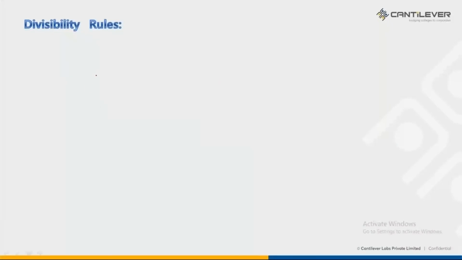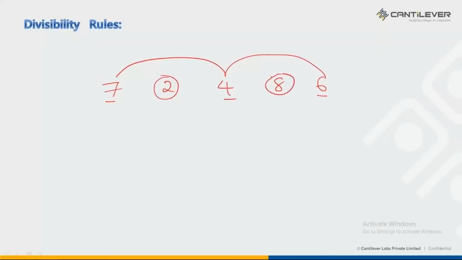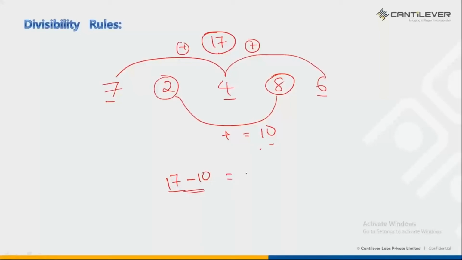And one of you asked me for the divisibility rule with 11. Let us take one more example. Let's say 7, 2, 4, 8, 6. This is a number. First number, third number, fifth number, odd positions. Add alternate numbers: 4 plus 6, 10, 10 plus 7, 17. Then the other alternate numbers, 2 and 8. Add these two, 10. Subtract these two: 17 minus 10, which is equal to 7.